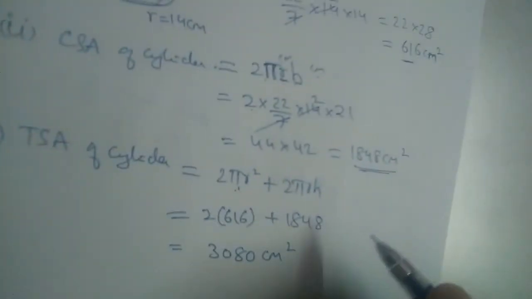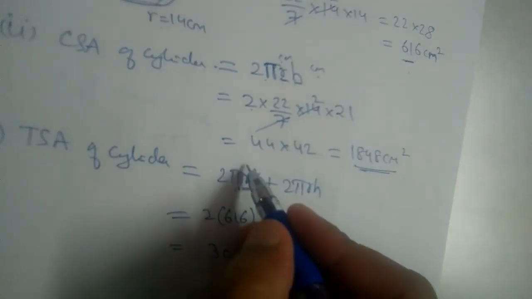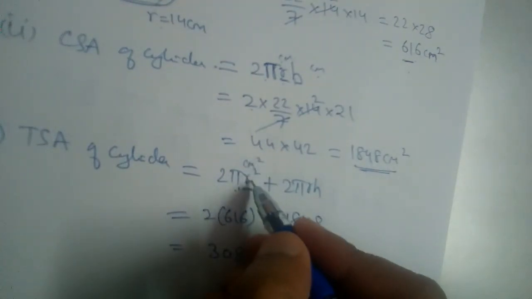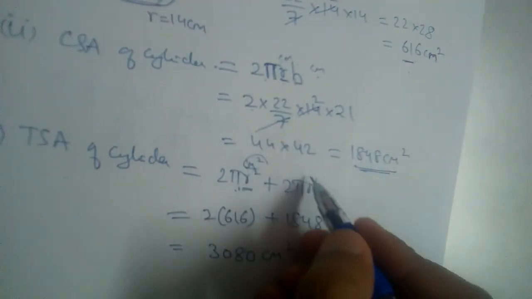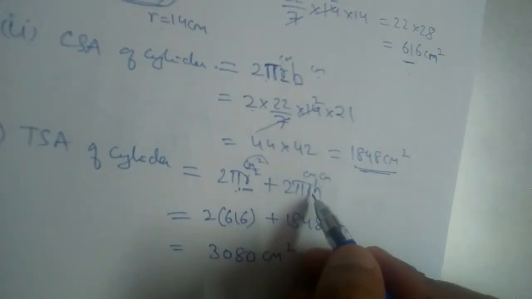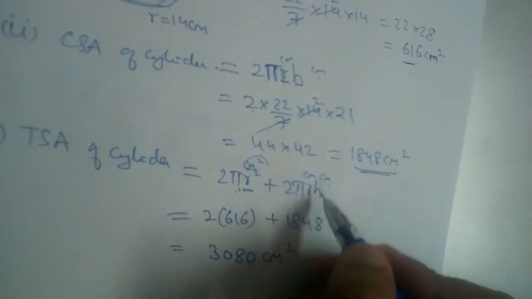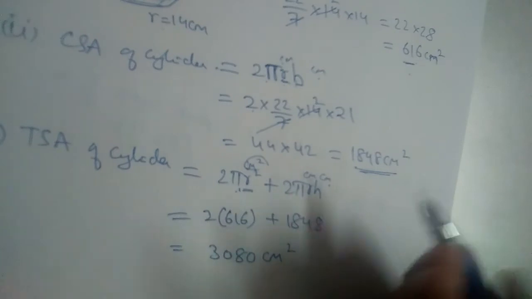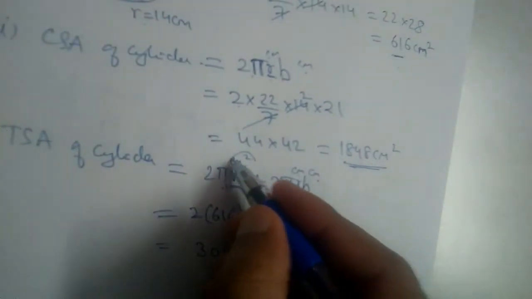Alright. Why centimeter square again here? See, r square is centimeter, right? R is centimeter, so r square will be centimeter square. So here also centimeter, here also centimeter. R is centimeter, height is also centimeter. So centimeter square will come again. Okay.